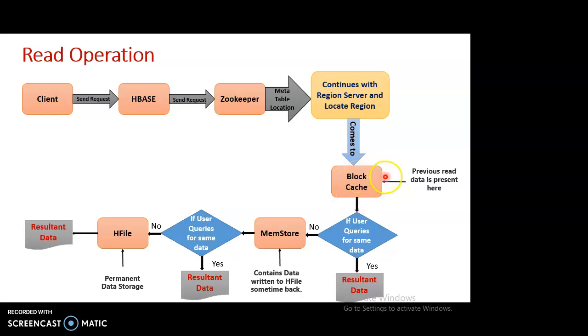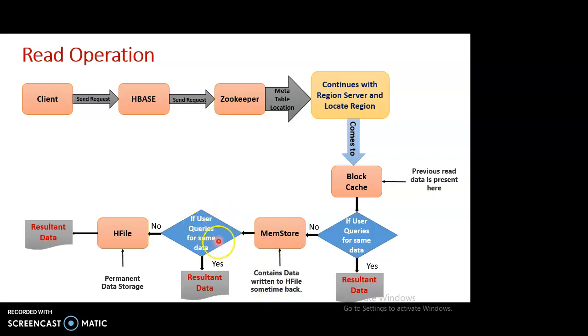And here control will check for previous read data. If previous read data is present here, and if the user queries for the same data which is in previous read data, then yes, this is the resultant data. And if no, meaning the user queries for some different data that is not present in block cache, the control will go to MemStore, and this MemStore contains data written to HFile some time back.